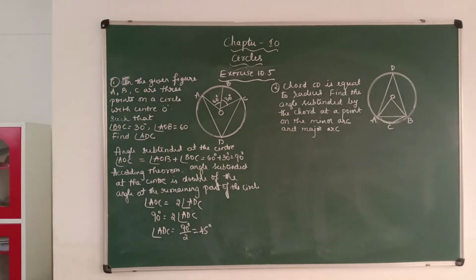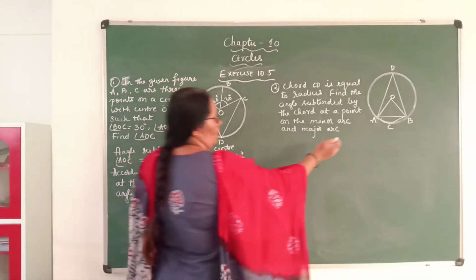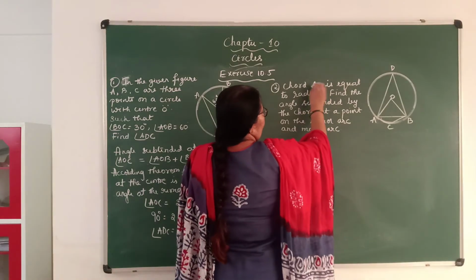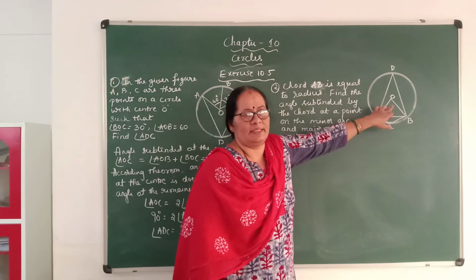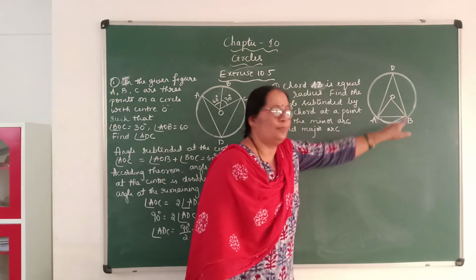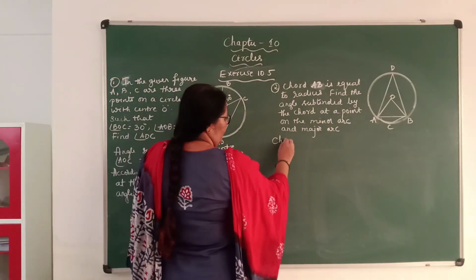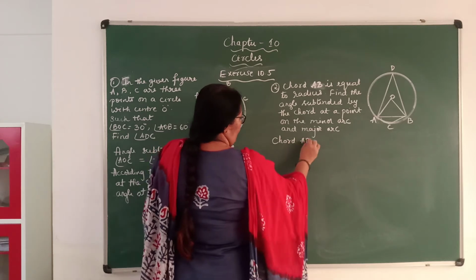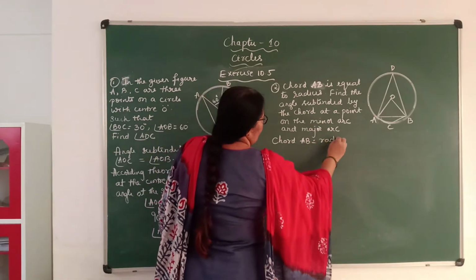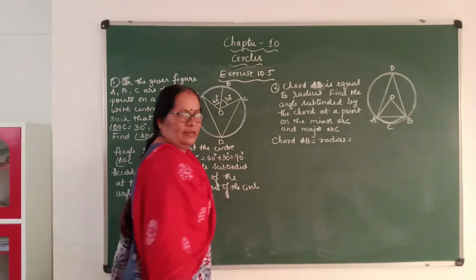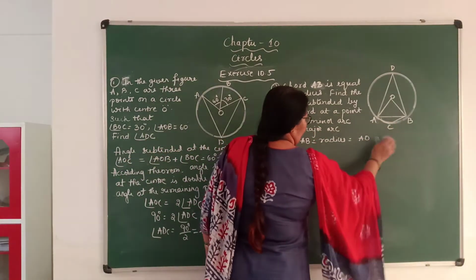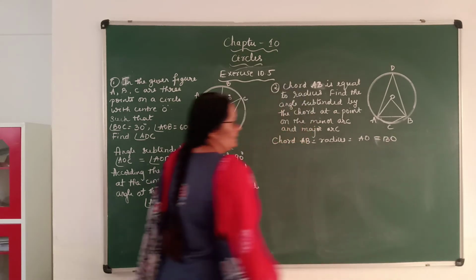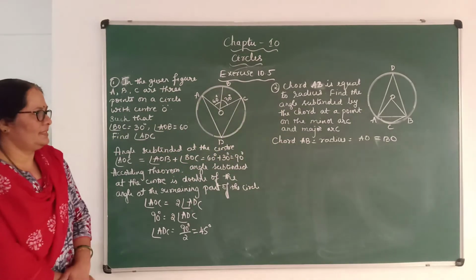See here, chord is AB. Chord AB is given. So chord AB is equal to the radius of the circle, that is AO equals BO. So here the radii of the circle are AO and BO. So these two are the radii of the circle.